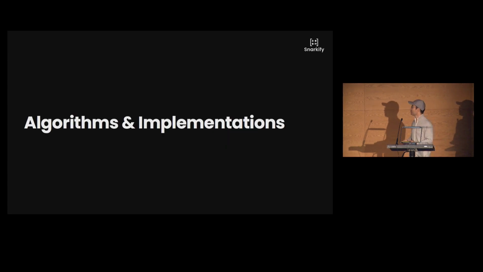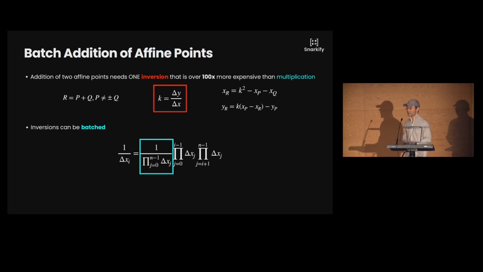And I'm going to talk a little bit more about the algorithms and optimizations we used. First of all, the basic one, batch addition, we use it twice. I will discuss why it works. So here are the equations for how you calculate the addition of 2 points with affine coordinates. You first need to calculate the k, which is delta y divided by delta x. Then with this k, you can calculate the final xr and yr. This inversion is very expensive. It's over 100 times more expensive than the multiplications here. So that's why we want to amortize this cost.